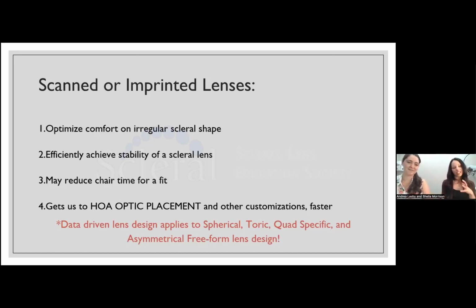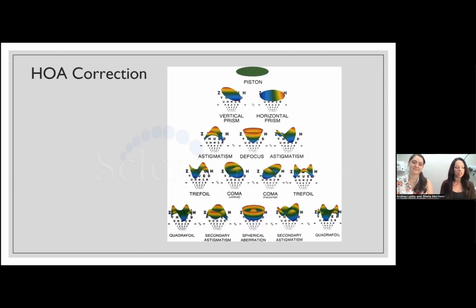And by getting those lenses stable faster, it really does offer a quick ability to get to our more complicated optics, like for HOA, optic placement, for example, and other customizations.